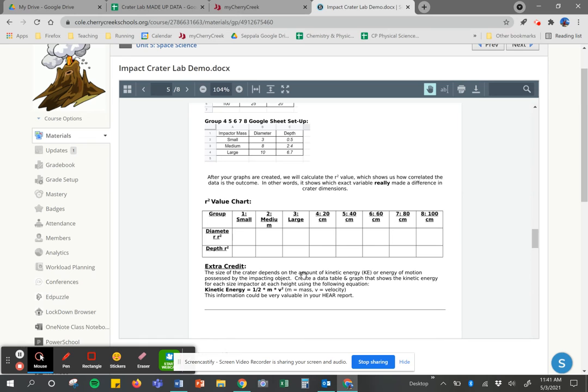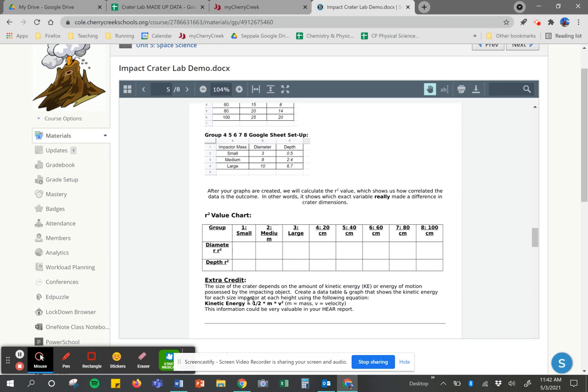Let me explain this extra credit. If you want some extra credit, it's due when the lab is due, you may create a data table and a graph that shows the kinetic energy. So we made up some data that talked about mass of the marble, height of the marble. But what this does is it ties mass and velocity together. The biggest reason I want you to do this, and it's extra credit, you don't have to do this, is because it's going to be very valuable for your HERE report.